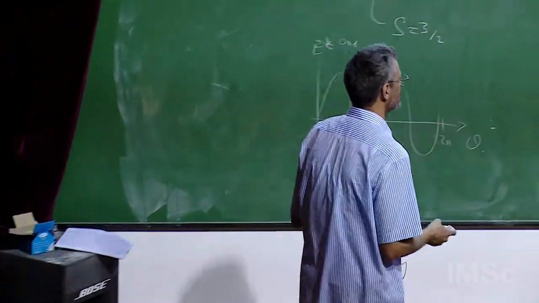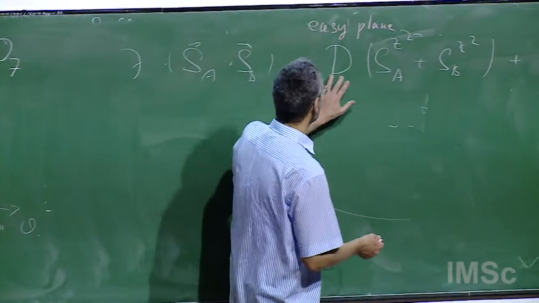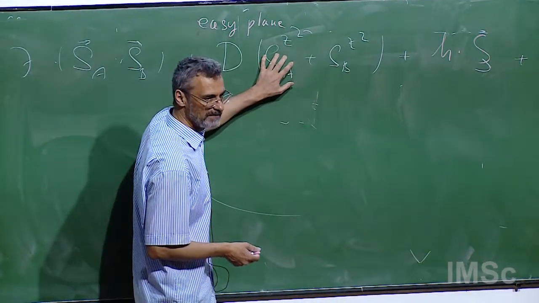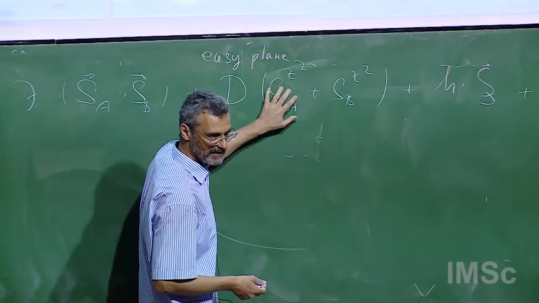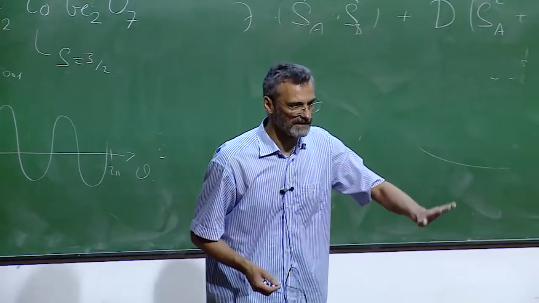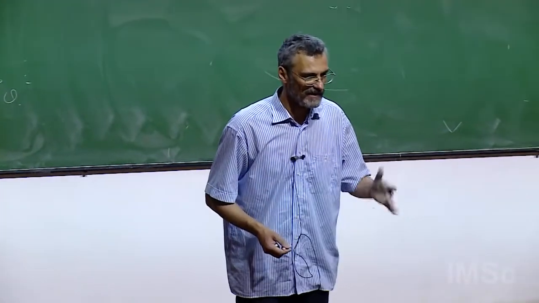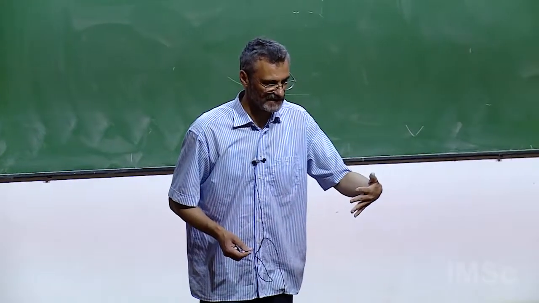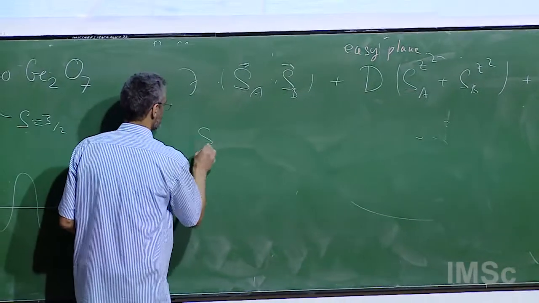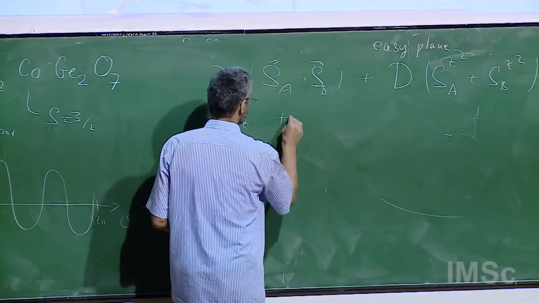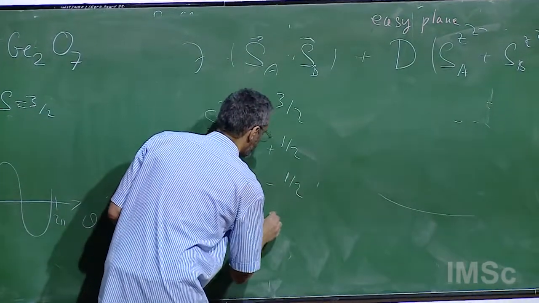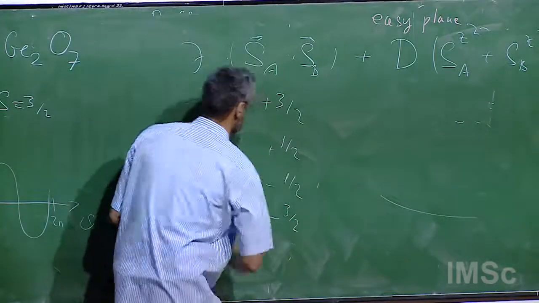Easy plane anisotropy means that the D is positive. We don't like the spin to be in the Z direction. So, okay, how do I describe a spin that is in the XY plane? We have four spin components. If we work in the SZ basis, there is a plus 3/2, a plus 1/2, a minus 1/2, and a minus 3/2.